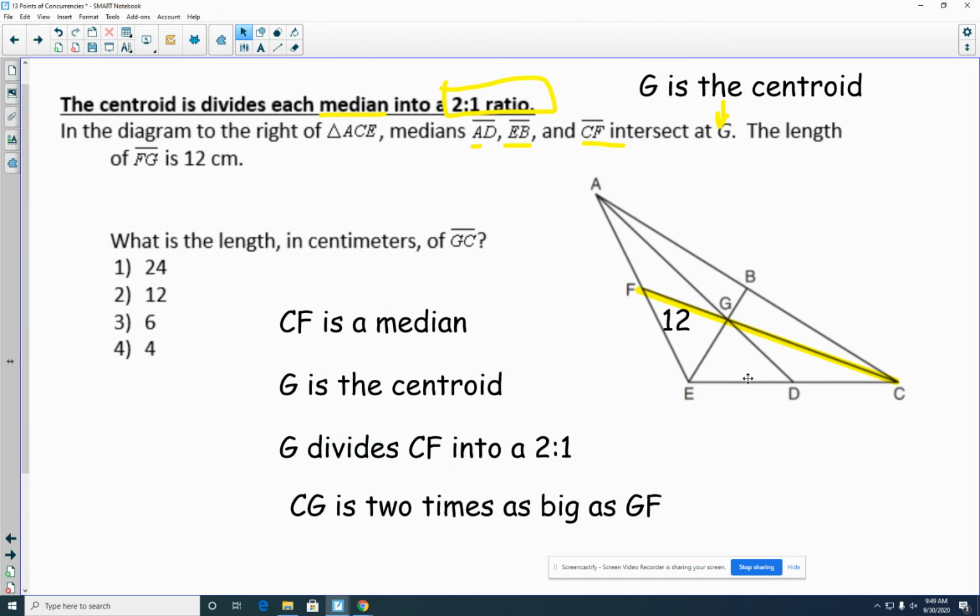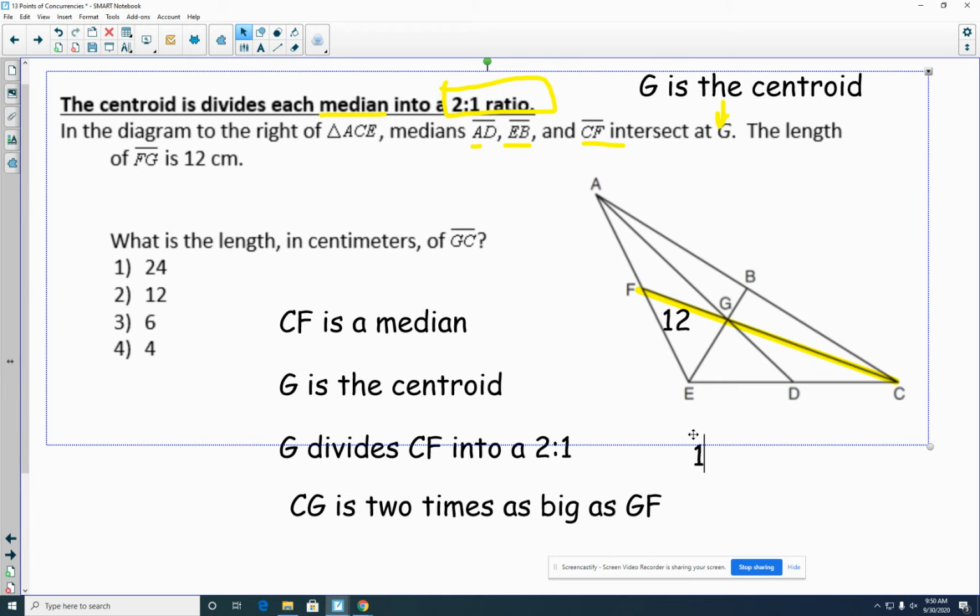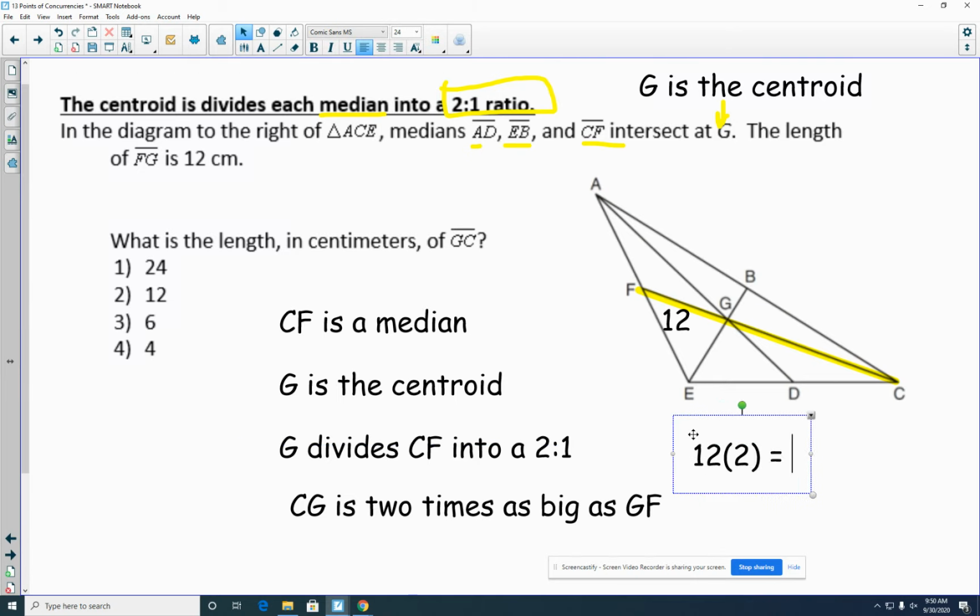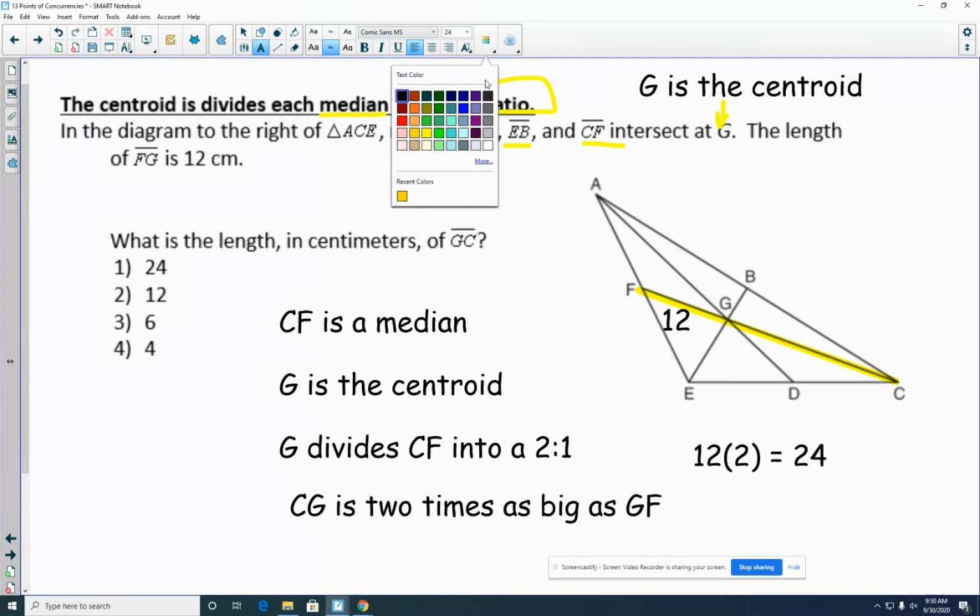So I kind of think of this as this piece is 2 times as big as this piece. So if you know that GF is 12 and this is 2 times as big as 12, then what is from G to C? So think about it. 12 times 2 gives you 24. So GC has to be 24. So now this, I know, GC, 24.